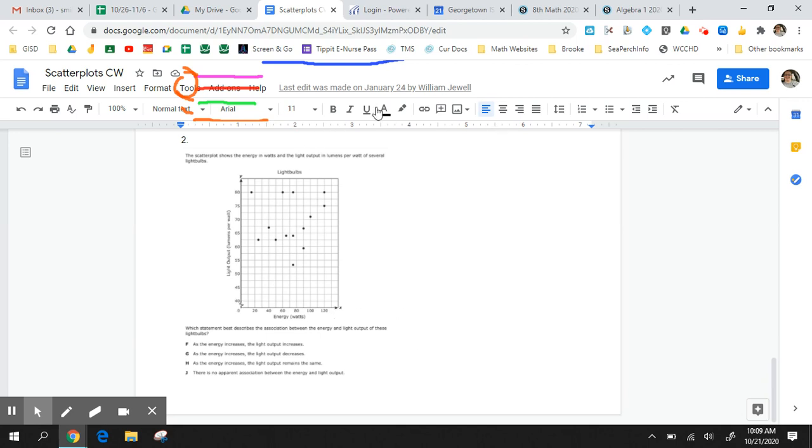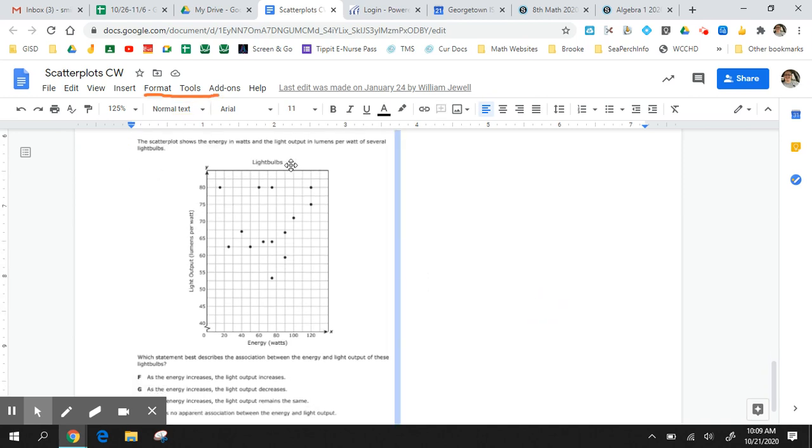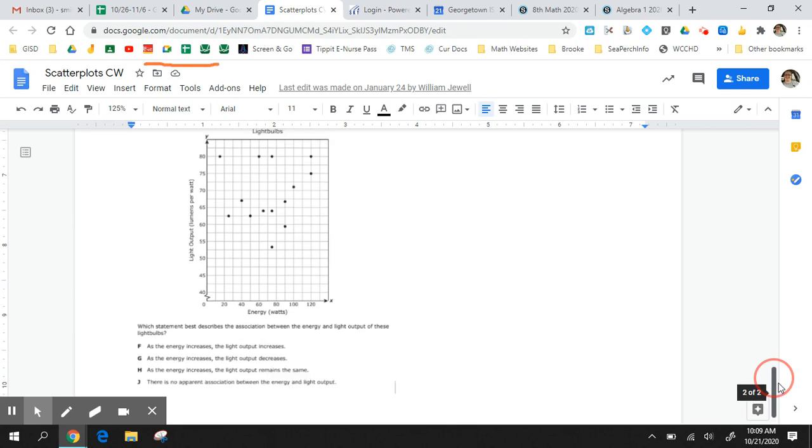So on this scatter plot, let me see if I can zoom in a little bit. All right. On this scatter plot, it shows the energy in watts and the light output in lumens per watt. Okay, so which statement best describes the association between the energy and the light output of these light bulbs? So what it wants you to do is take a look at all the answer choices. You can pause it, but what answer choice do you get?